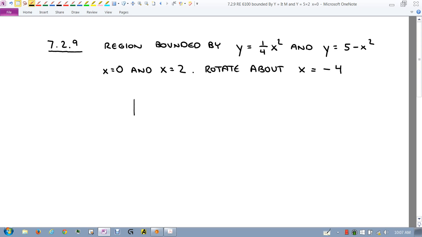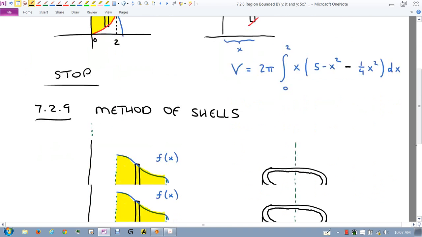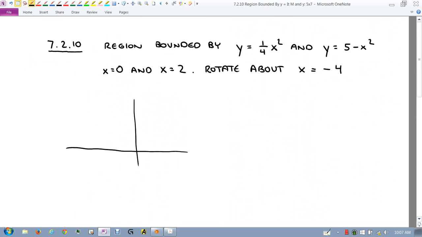So here comes my drawing. I'm sorry? Oh, is this 10? Was the last one 9? Did I not change it? Oh, there it was. Okay, the shells was, sorry.